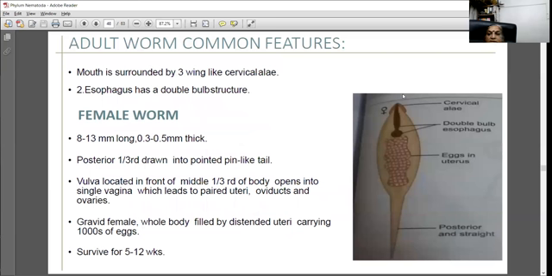Now for the worm, we'll see the common features. The mouth is surrounded by three wing-like cervical alae. The esophagus has a double bulb structure. That is one of the most important characters of this worm. Now coming to the female worm. The female worm is 8 to 13 millimeters long and 0.3 to 0.5 millimeters thick.